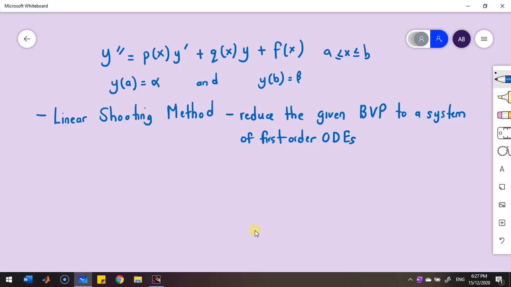So let's say we have this condition given here, where the condition given is y(a) equals alpha, and then we have another condition. Maybe I'll just write it down. This is your given boundary value problem.